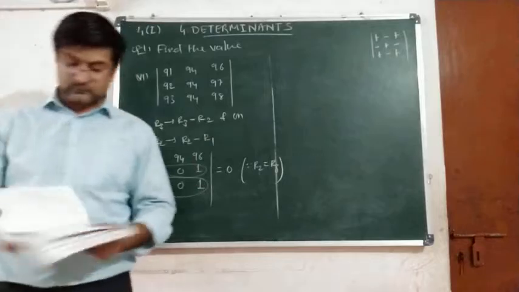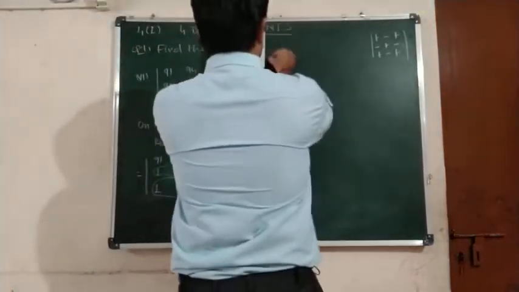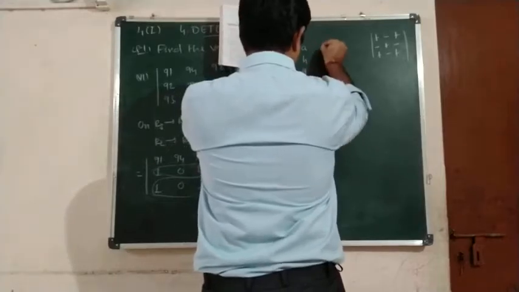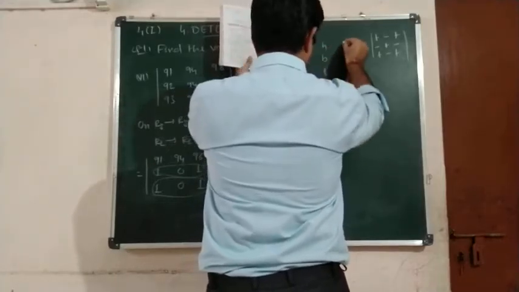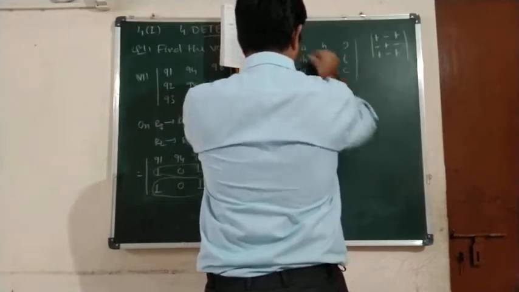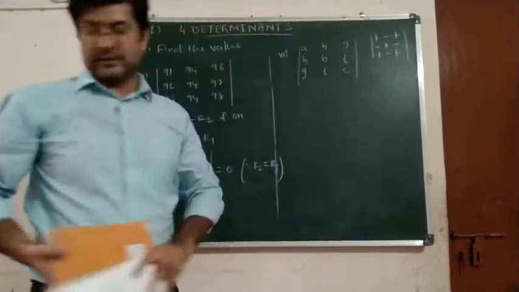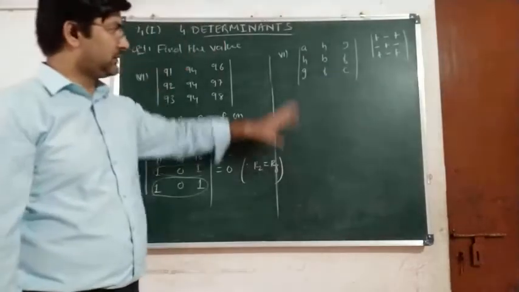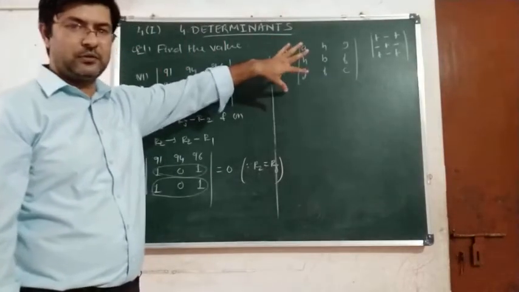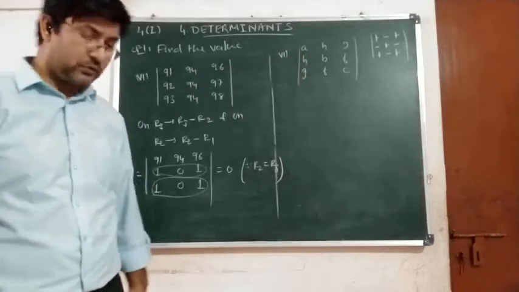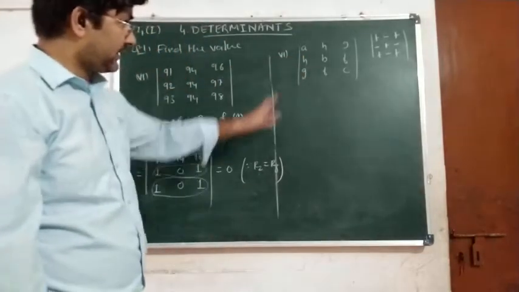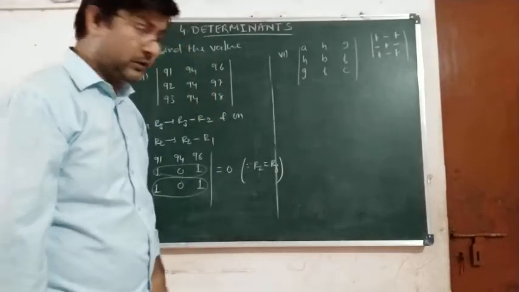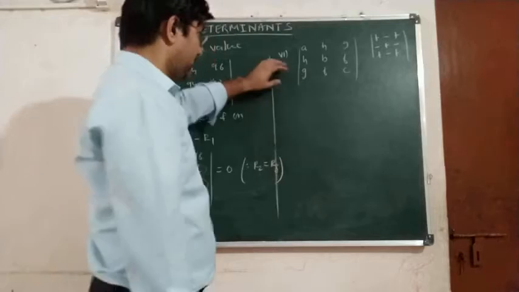Clear? Now the number 6: A, H, G, H, B, F, G, F, C. Here directly we will expand, because by subtracting any row or column from any other row or column, we are not going to get zeros, because all are different. You will notice that all are different letters in each row and column. So you will not get zeros, and therefore we will expand directly.